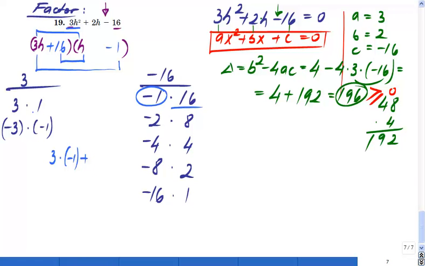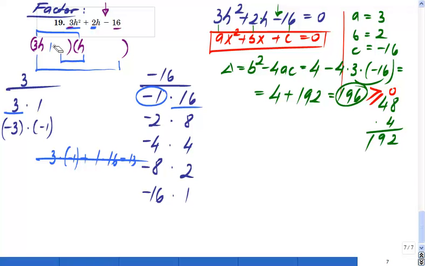I used the 3 from here, and now using 1, 16 times 1. Is 3 times negative 1 plus 1 times 16 going to be equal to this 2? Well, I don't think so. You guys can see, right? 3 times negative 1 is negative 3, plus 16 is going to be 13. So this one is not good.